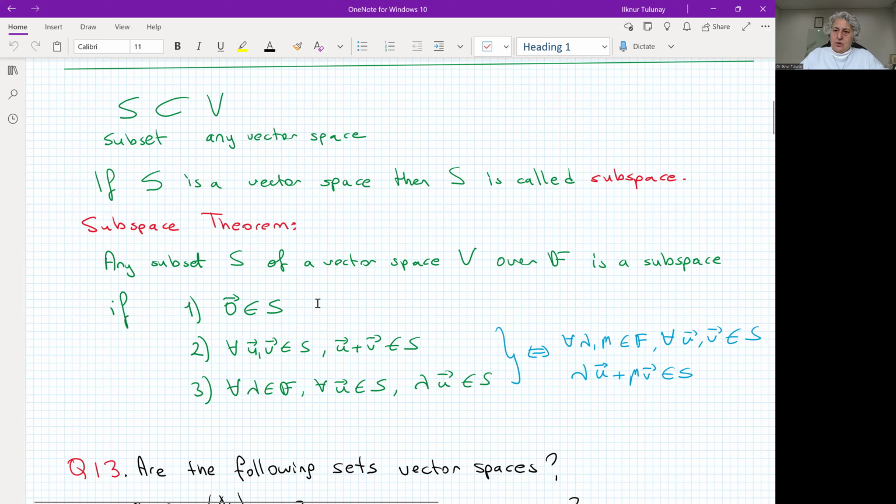So 0 needs to be in the subset. It must be closed under addition. It must be closed under scalar multiplication.